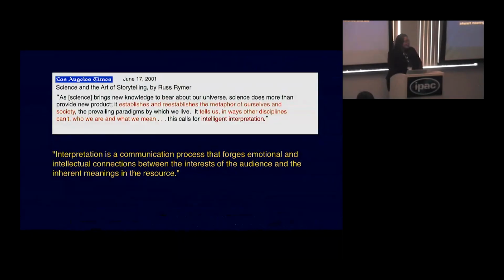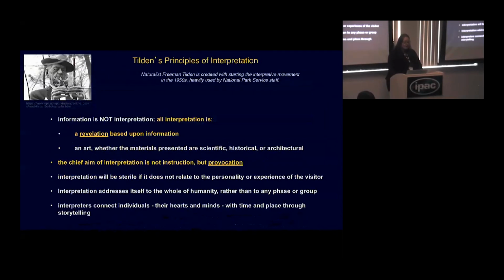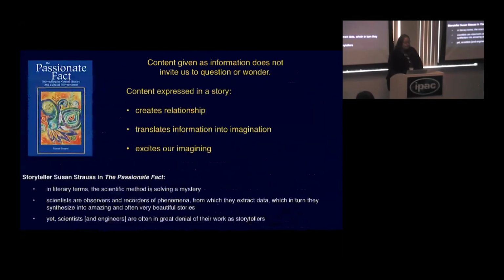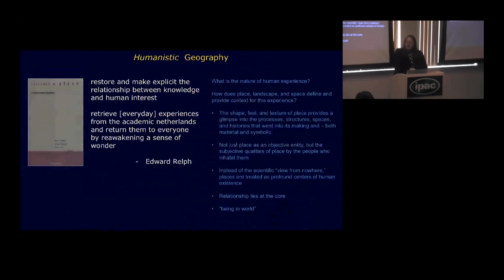In terms of storytelling, there is an art, and I'm going to borrow from the tradition of interpretation, which a lot of our national parks colleagues use, and look at how interpretation is a revelation based on information. It's not just the facts, but we're trying to provoke interest and motivation. A great book called The Passionate Fact talks about this and about creating a relationship with the viewer. Another favorite book of mine is called Humanistic Geography. It looks at the texture of place and doesn't just treat it from a distance, but says, hey, we're here. This landscape means something to us.